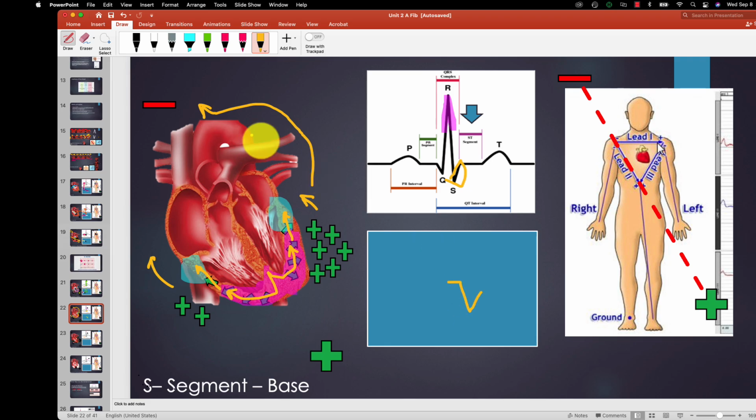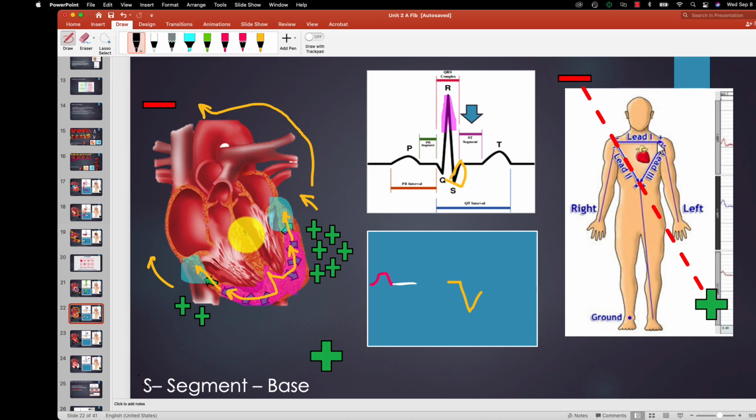Okay? So should we recap? Should we beat a dead horse? Let's do it. SA node fires, atrials contract, P wave. Then the AV node gets the signal and it holds onto it, and we got like a whole lot of nothing because it wants to make sure that the atrial is done firing. Then what happens is the AV node sends that message to the bundles of His and then the descending branches.